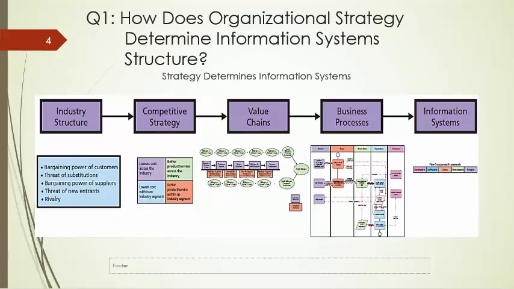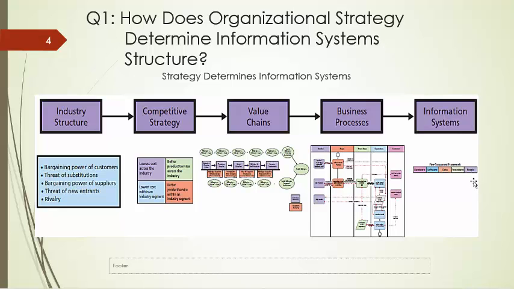So in the following graphic, this is a way that a lot of companies will go about their planning process. So they'll look at their industry structure, they'll look at their competitive strategy, they look at their value chain and then how that impacts their business processes, and then they'll have some information systems that support all of this.